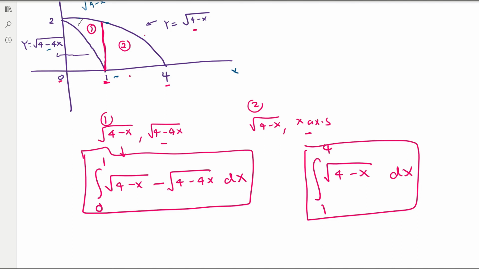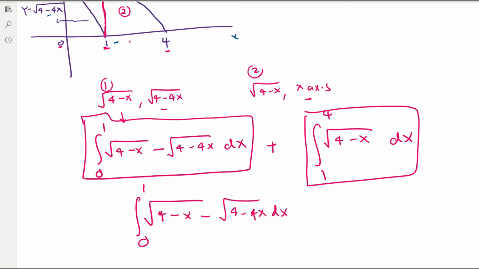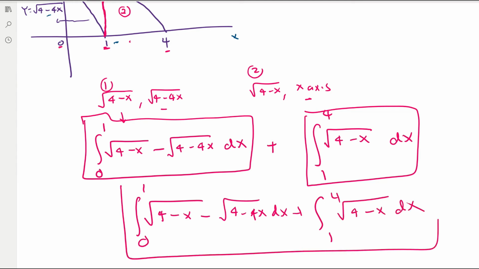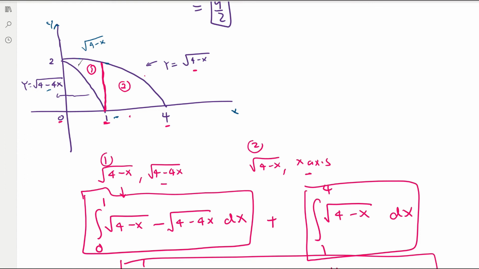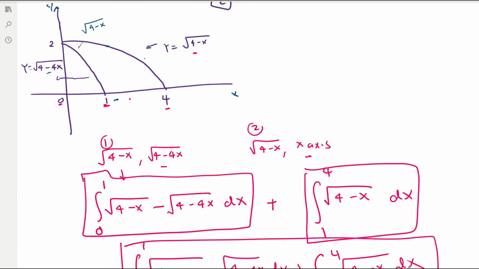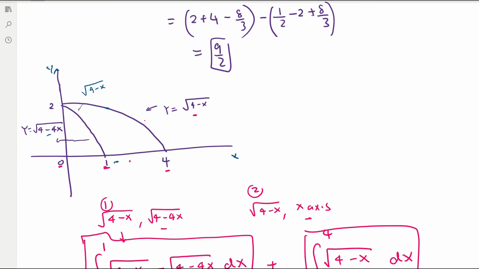Right. So now what you need to do is add them up. If you partition the x-axis, the integral from 0 to 1 of square root 4 minus x minus square root 4 minus 4x dx, plus the integral from 1 to 4 of square root 4 minus x dx. So it's the summation of two integrals. Now let's partition along the y-axis. I'm not going to solve that integral, I'll leave it to you. The main idea is I want you to learn how to set up the integrals.